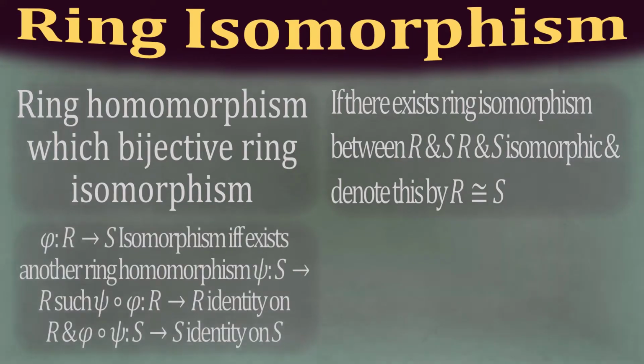Another way of defining a ring isomorphism is that a ring homomorphism phi from R to S is an isomorphism if and only if there exists another ring homomorphism psi from S to R, such that psi circ phi from R to R is the identity function on R, and phi circ psi from S to S is the identity function on S. Now, let's move on to defining ideals.